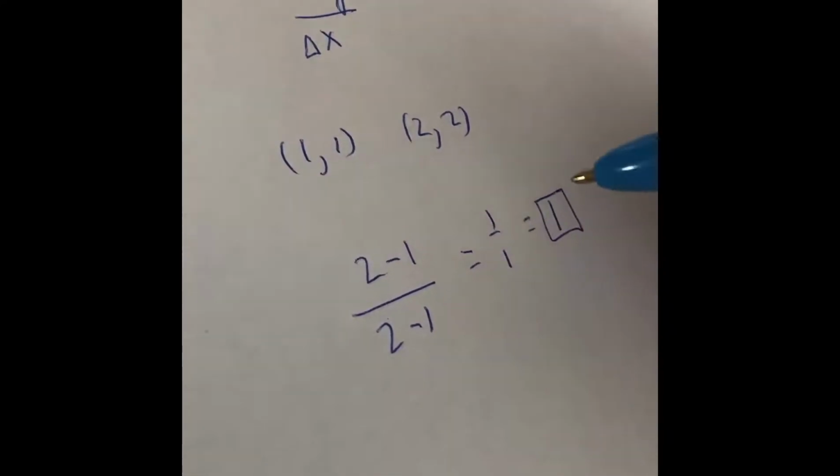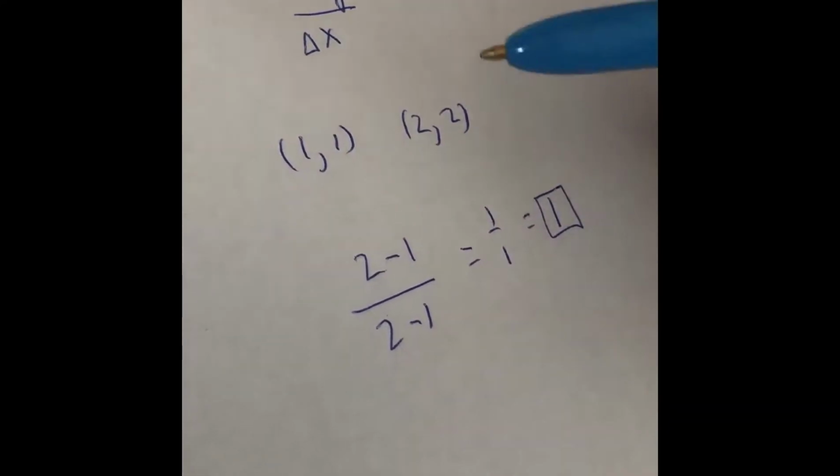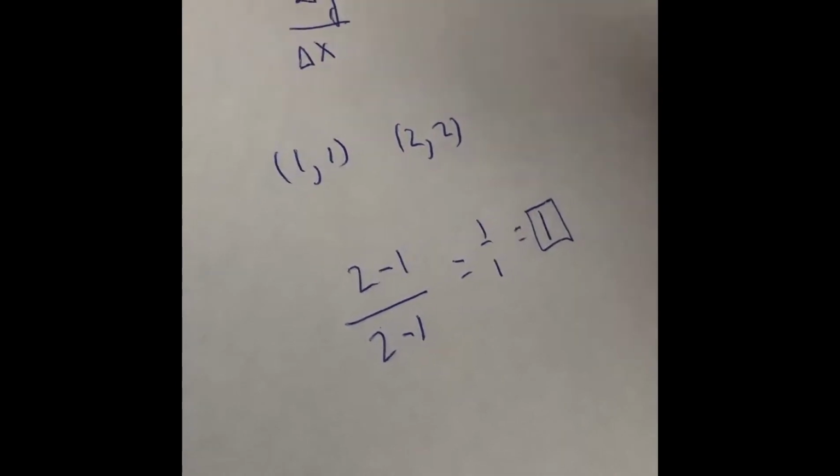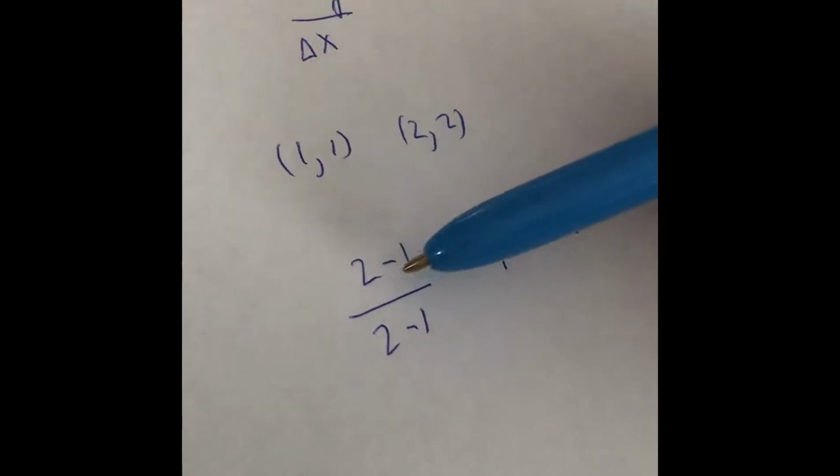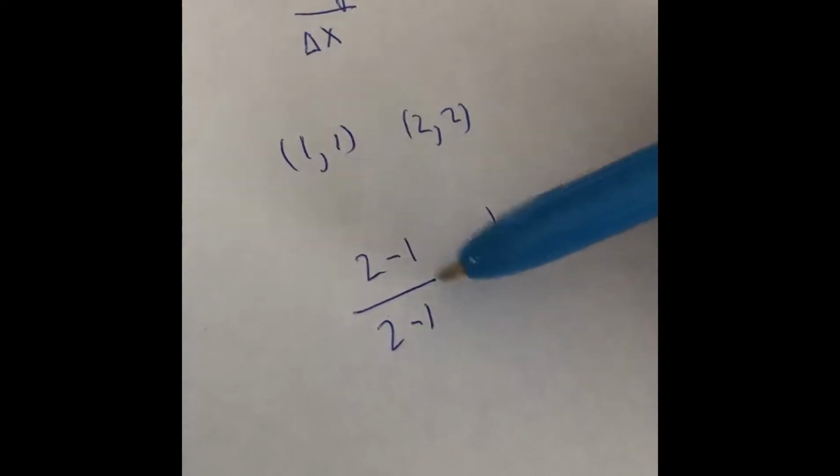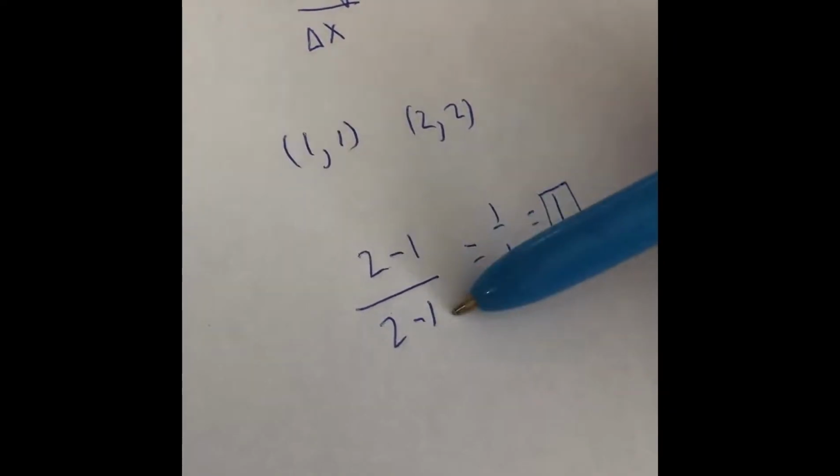And make sure you align and keep the order of the coordinates the same. What I mean is, don't do 2 subtract 1 over 1 subtract 2. Keep the 2 and 2 aligned and keep the 1 and 1 aligned.